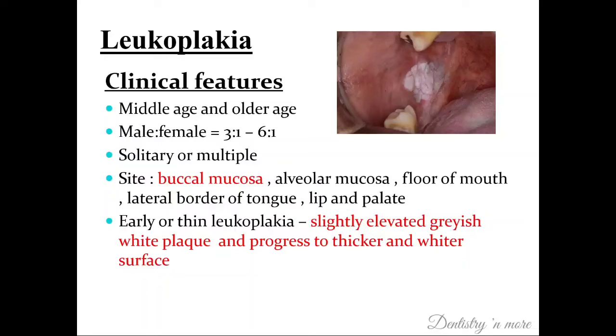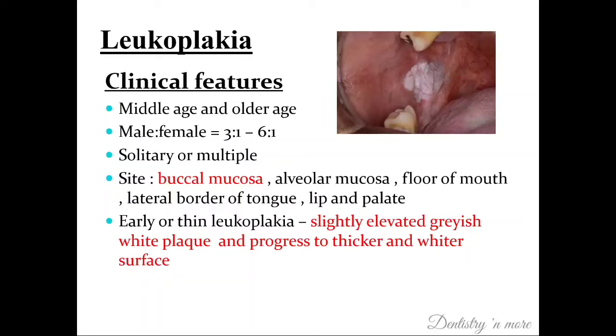So here in leukoplakia, the site preferably that is seen is the buccal mucosa, followed by the labial mucosa, alveolar mucosa, the floor of the mouth, and then the lateral borders of the tongue, as well as the labial mucosa I have already mentioned. And sometimes you can see it in the vermilion border of the lip, as well as even in the palatal mucosa. So the early stages of leukoplakia that you see is a slightly elevated grayish white plaque.